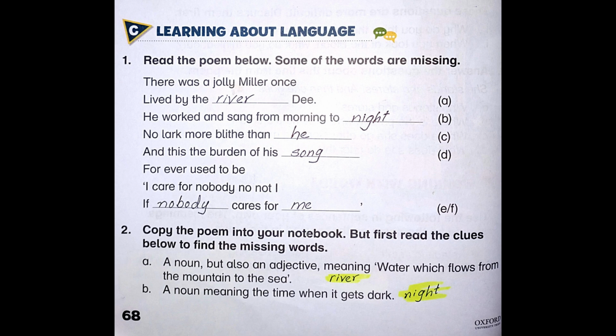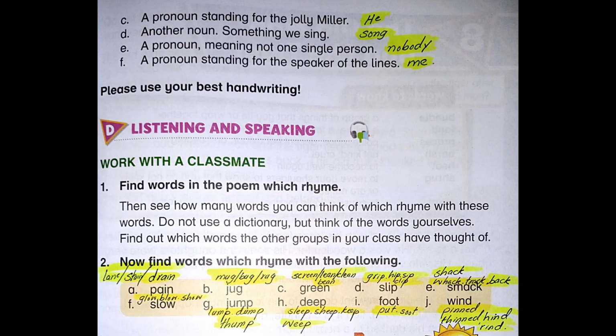Copy the poem into your notebook, but first read the clues below to find the missing words. A. A noun, but also an adjective, meaning water which flows from the mountain to the sea. It's river. B. A noun meaning the time when it gets dark. It's night.